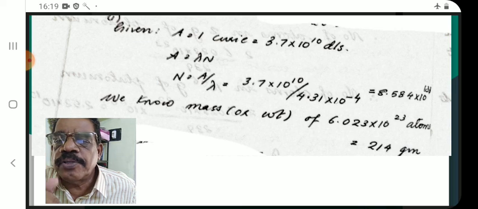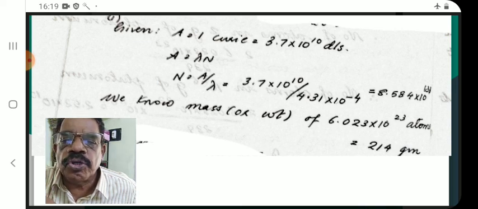We know mass of 6.023 into 10 raised to 23 atoms is 214.